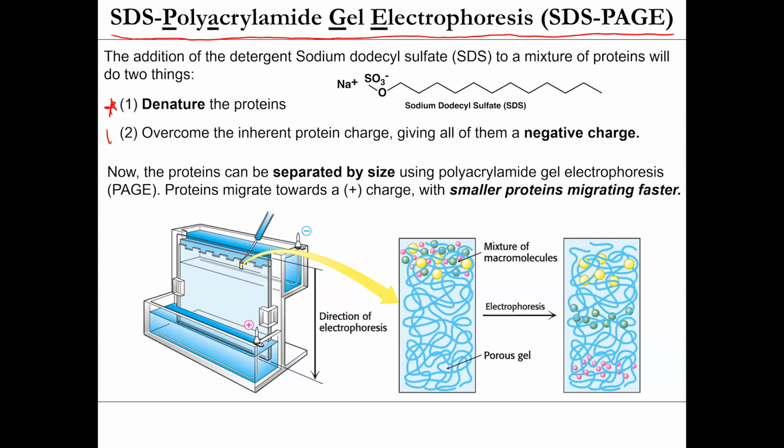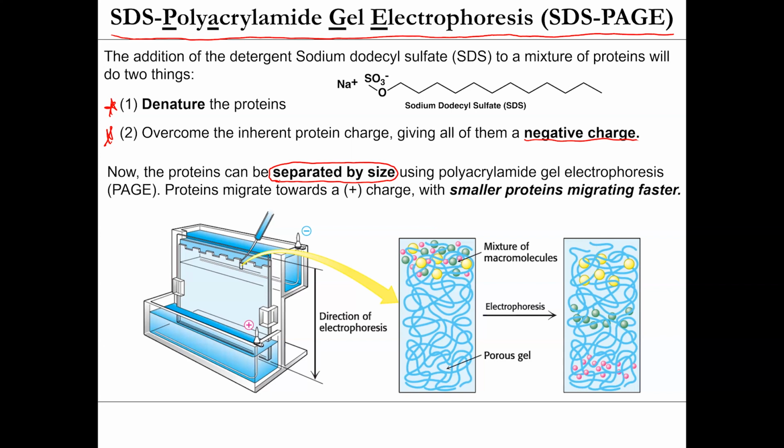And number two, it overcomes that inherent protein charge. So we just talked about that proteins could have a charge on the outside of their protein. Well, when you add SDS, it both denatures the protein and it sticks to the outside, giving all of them a negative charge. So now all the proteins are denatured and have a negative charge. So what this allows you to do is to separate the proteins by size alone. That's the only characteristic that you're going to be separating proteins by when you use an SDS-PAGE gel.